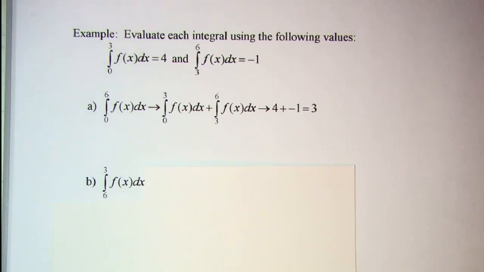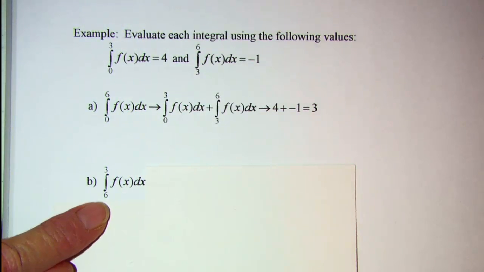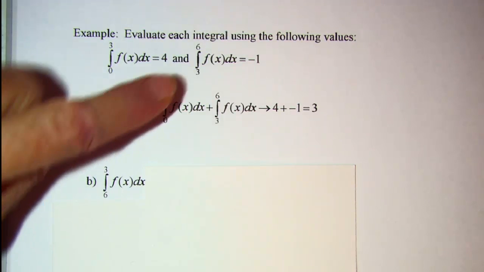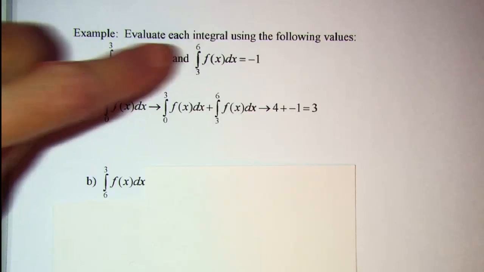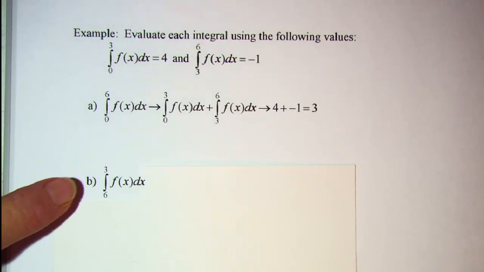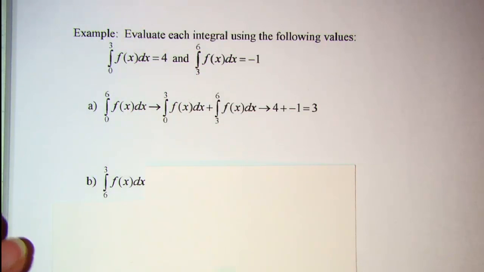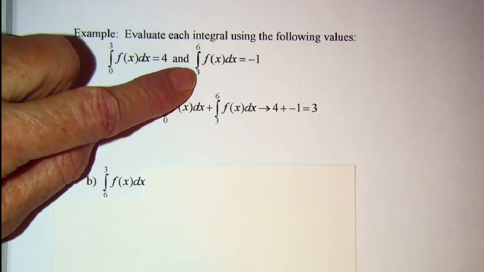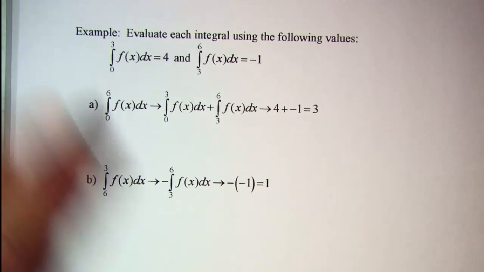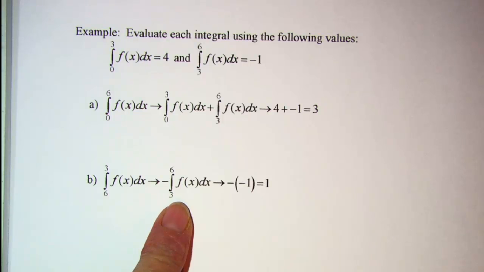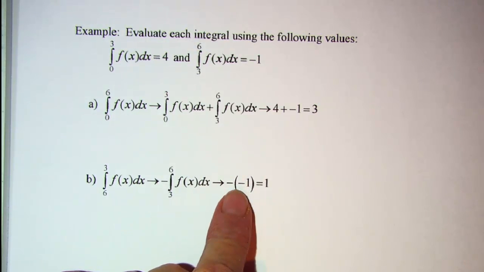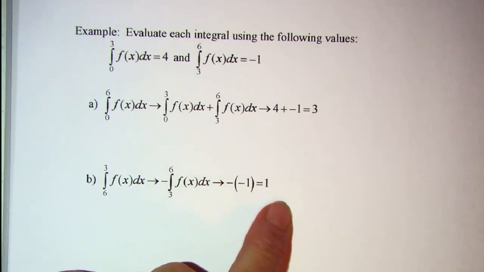On this one, you'll notice that the lower limit and the upper limit are switched from what we're given. So this just means that we can negate the given value, and that'll be the negative of that. So the negative of negative 1 is equal to 1.